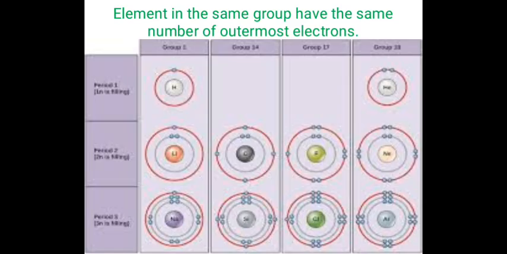Now, elements in the same group have the same number of outer electrons. You can see all the elements in group 1 have 1 outer electron. Elements in group 2 have 2 outer electrons, and elements in group 3 have 3 outer electrons, and so on and so forth. So we have the vertical group and the horizontal period.